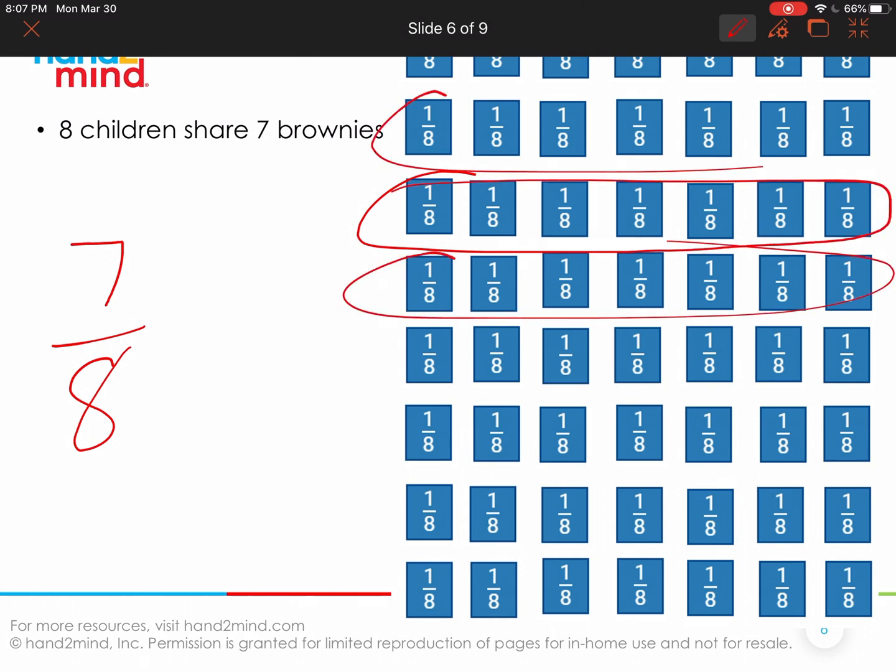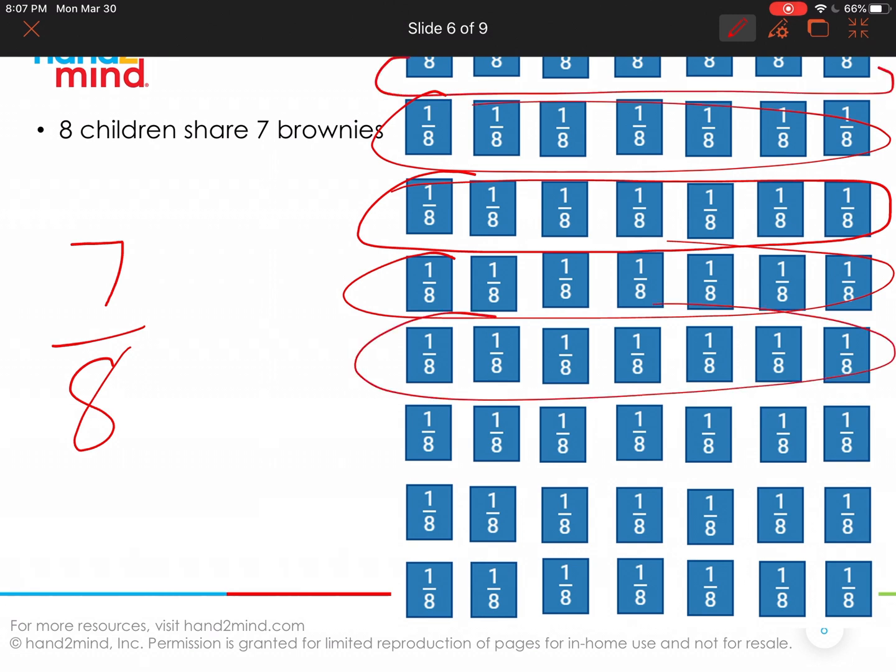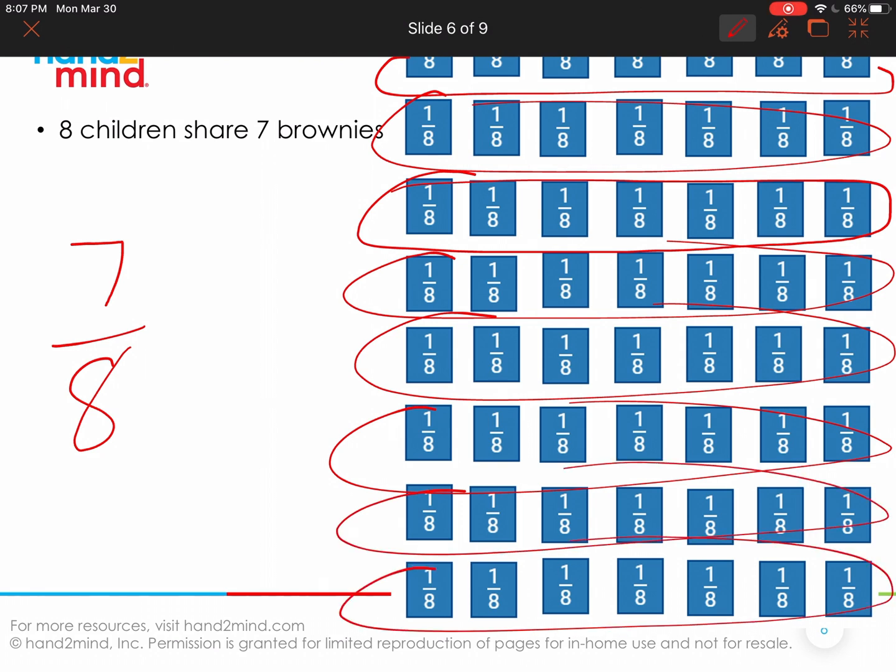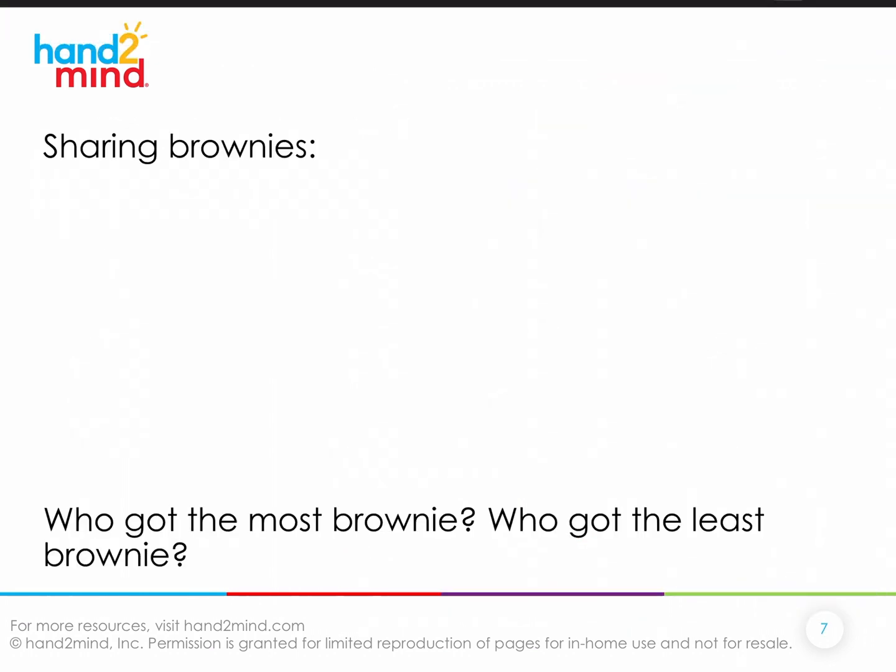Each one of these kids got seven 1/8 pieces, or 7/8. So the question comes, they said it wasn't fair. They said that some people got more than others. And so our job is to figure out who got the most brownie, who got the least brownie.